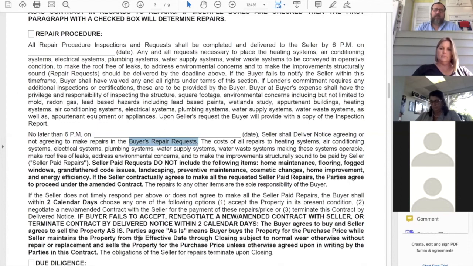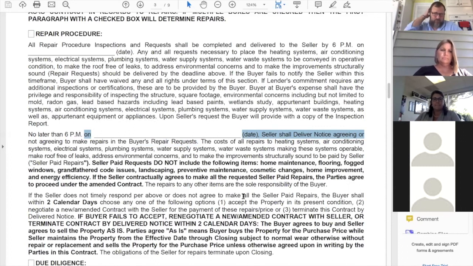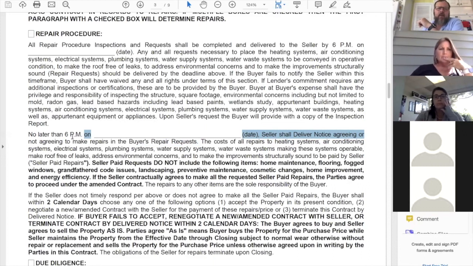If the seller does not timely respond per above or does not agree to make the seller paid repairs, the buyer shall, within 2 calendar days from this date up here, choose one of the following: accept it in present condition, negotiate a new amended contract for the payment of those repairs, so instead of fixing them you'll give them money, or terminate the contract by delivering notice. So you can terminate it unilaterally as a buyer at this point. Let's say this is 6 p.m. today. If by 6 p.m. on Thursday we haven't done it, then I can unilaterally release the contract.